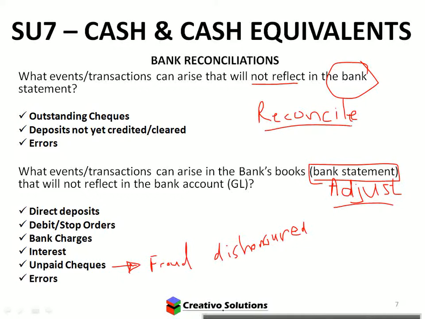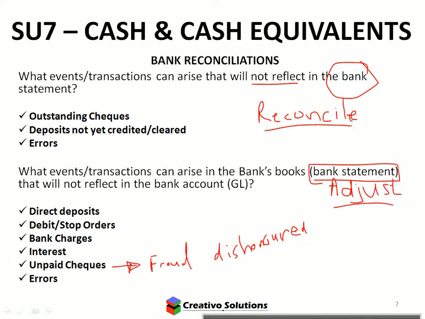Right. Something as simple as bank charges. Will you know how much you're going to be charged? Unless you're on some fixed package, you won't know until you get the bank statement. And they say, these are your transactions, this is the bank charge. Now you know how much you've been charged, then you'll record it in your books. So that's how the bank recon works.